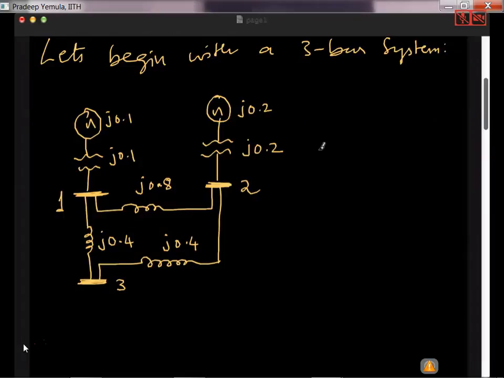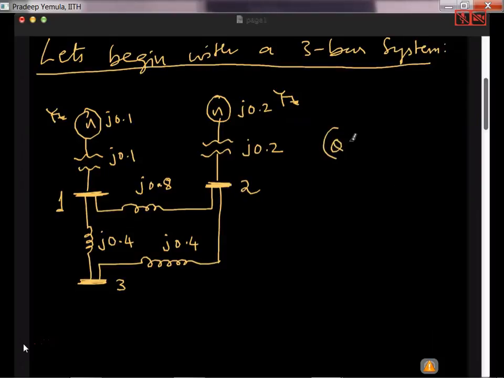Now the thing that is given here, the generator is star connected and it is grounded. Similarly, this generator is also star connected and it is grounded. So whatever loads that are connected between 1, 2 and 3, the other end will also have the same ground that we are showing here. Okay, I think this information is sufficient to go ahead. What is the question? The question is find Z bus.